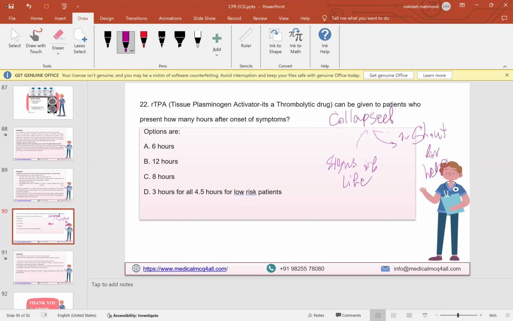If there is a pulse, what do you do? You just support the patient in whatever the problem is. Example, let's say there is a pulse, but there is no breathing. What do you do? You do rescue breaths. There is breathing, there is a pulse, but your patient is seizing. What do you do? You keep the patient in position.